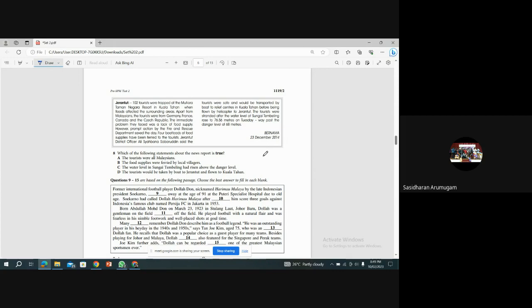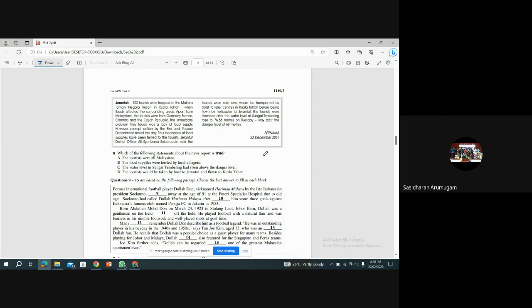Four boat loads of food supply have been ferried to the tourists. Jerantut District Officer Ali Shahbana Sabaruddin said the tourists were safe and will be transported by boat to relief centers in Kuala Tahan before being flown by helicopter to Jerantut. The tourists were threatened after the water level at Sungai Tembeling rose to 76.56 meters on Tuesday, way past the danger level of 68 meters.